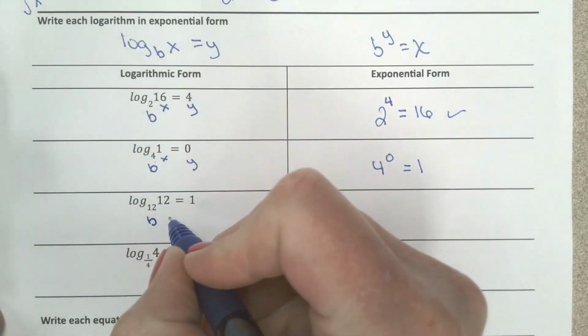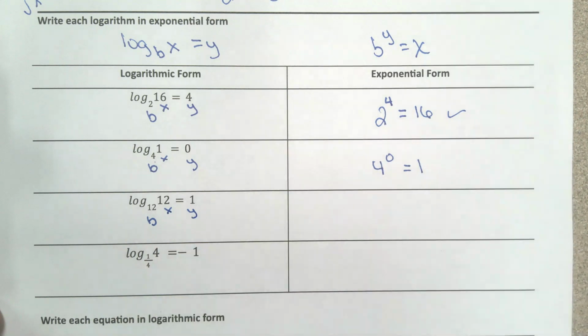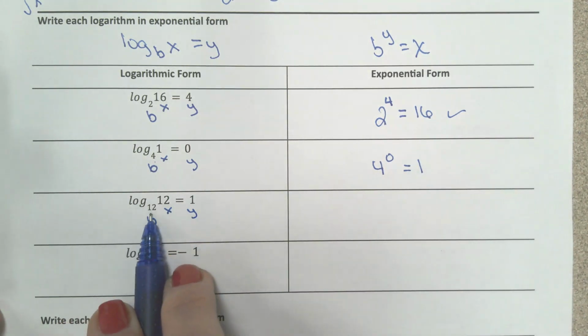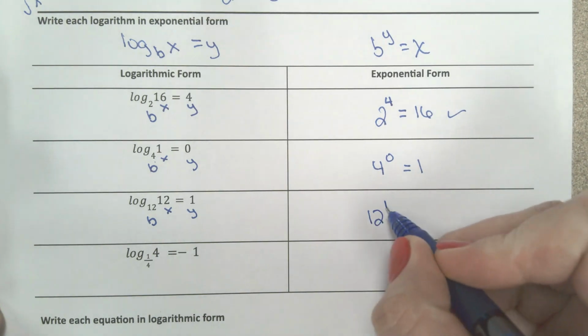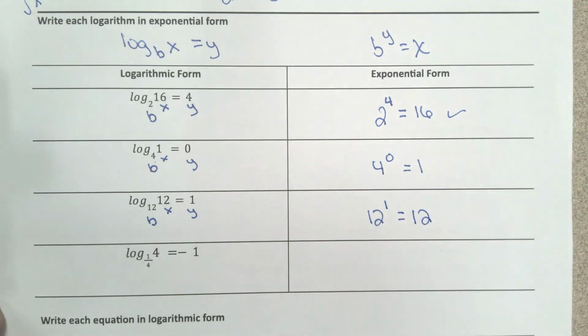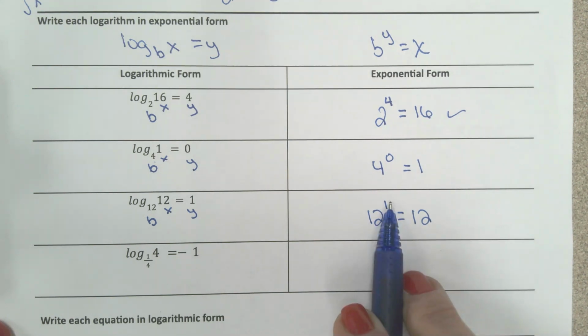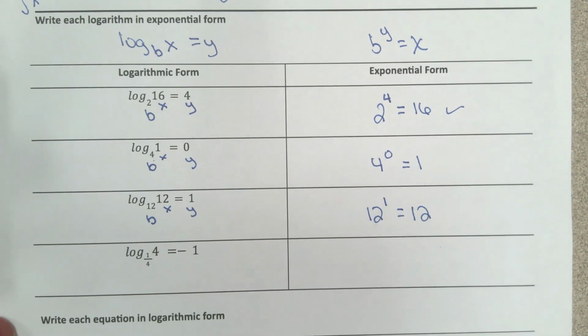Here there's your b, your x, and your y. So this says log base 12 of 12 equals 1. So that would mean 12 to the first equals 12. Yep, that's a true statement, because any number raised to the power of 1 equals that number.